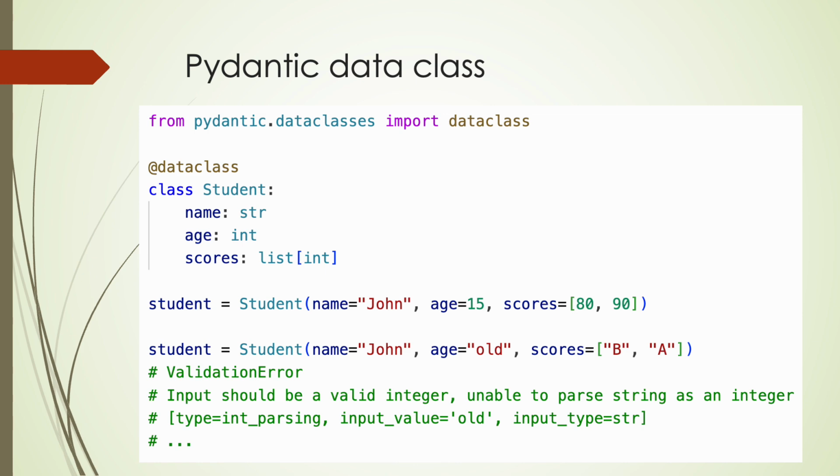Pydantic data class is a drop-in replacement for the built-in data class with data conversion and validation. The usage of it is exactly the same as before. However, if invalid data is passed in, a validation error will be raised now.